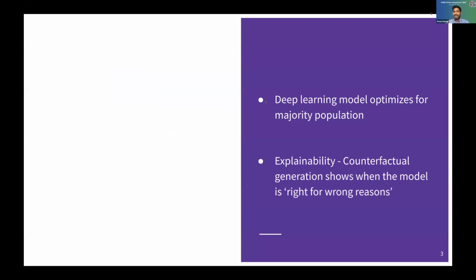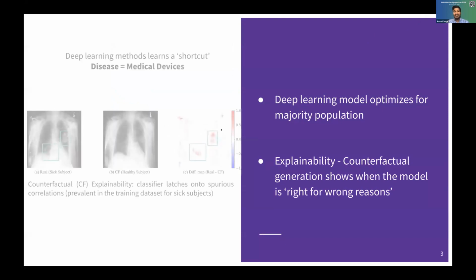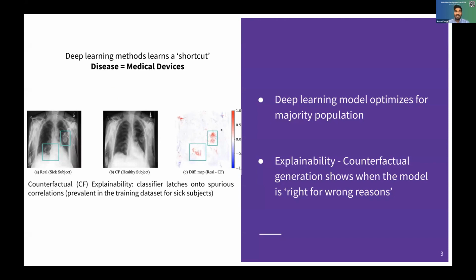So essentially what we are trying to do in this work is counterfactual generation to understand the decision made by the model. Specifically in this context, via counterfactual generation, the real subject is shown on the leftmost side, where medical devices are shown in cyan boxes. If you synthesize a counterfactual image of a healthy patient and take a difference map between the real patient and the counterfactual, these difference maps flare up in the region where medical devices are present, showing that the medical devices are responsible for making the subject sick. And based on our understanding, we know that this isn't true.